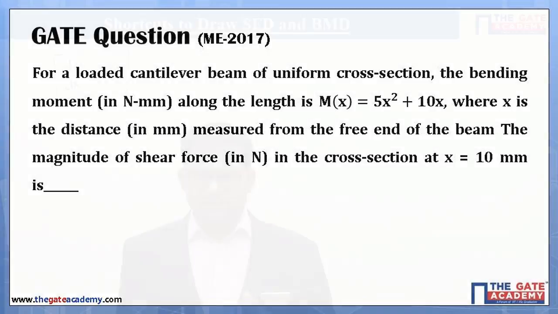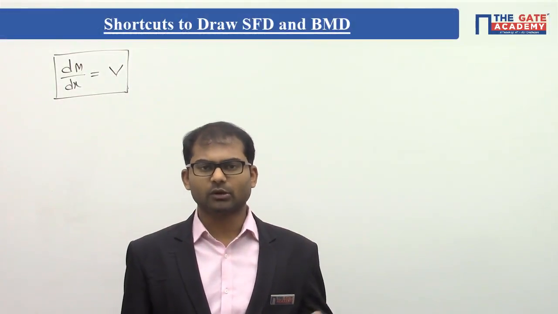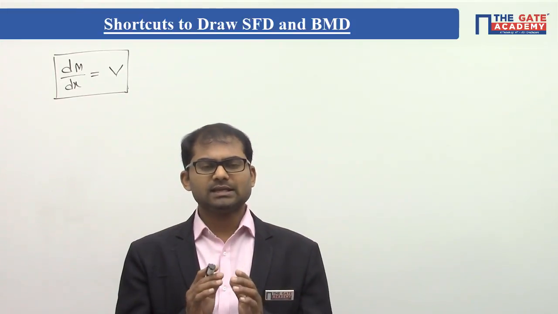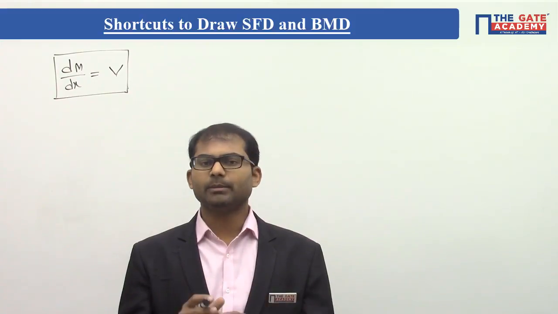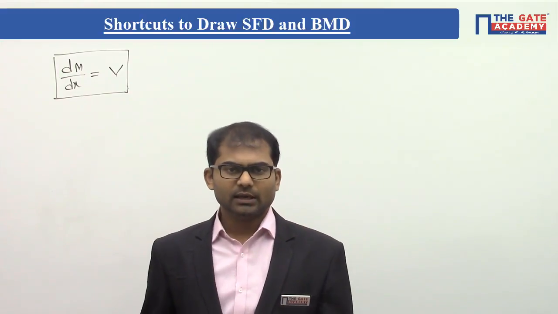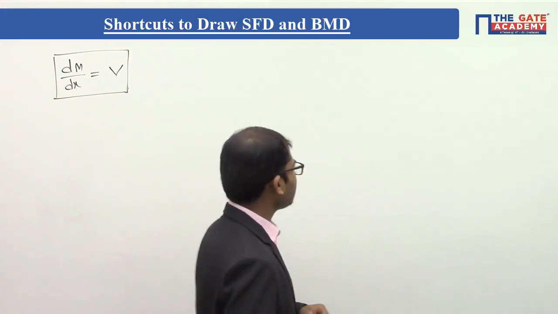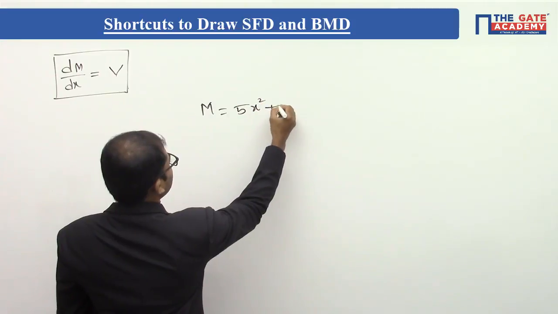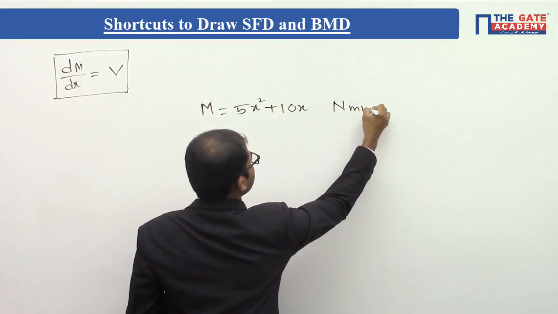So they have given us the equation of bending moment and are asking for shear force at a particular location. And in this question it's very clearly given that force is having the units of Newton and distance is having the units of millimeters. Understood? So let's take the bending moment equation that's given as 5x square plus 10x. So M is equal to 5x square plus 10 into x. It is in Newton millimeters.